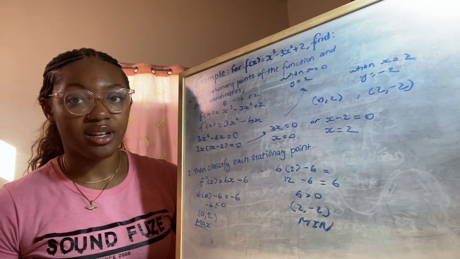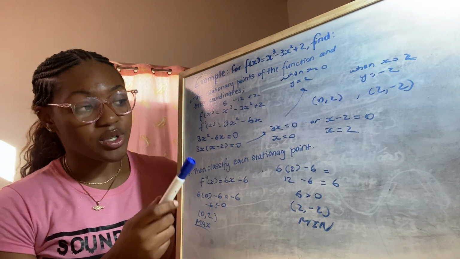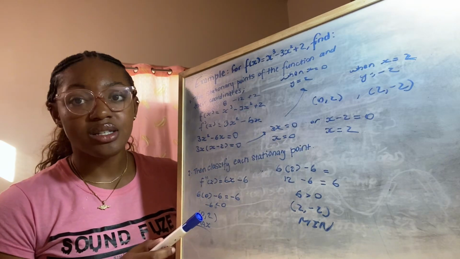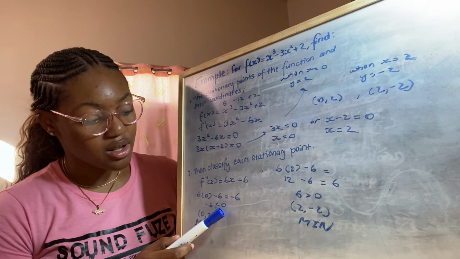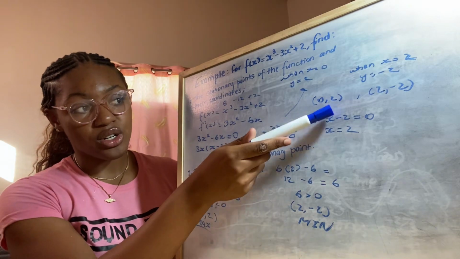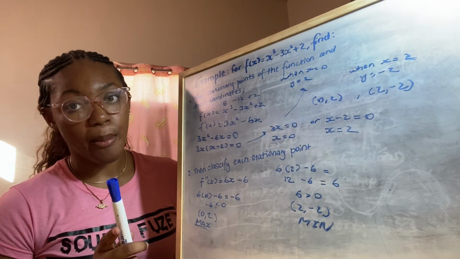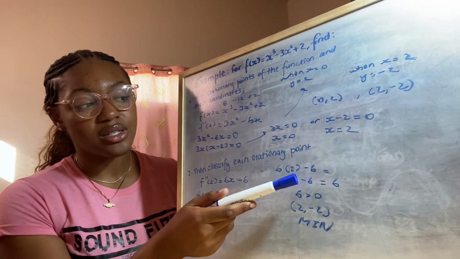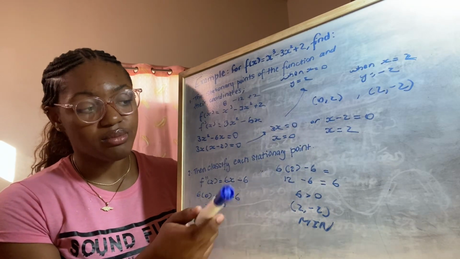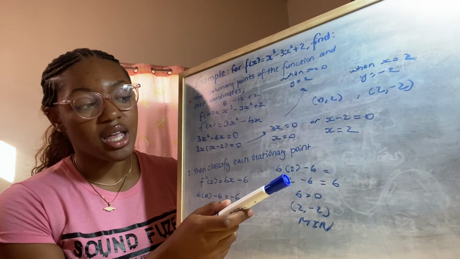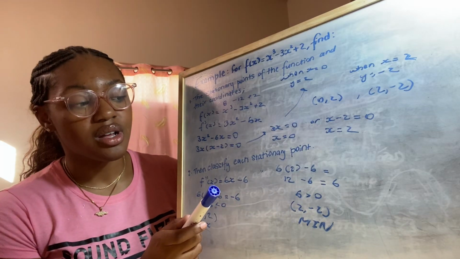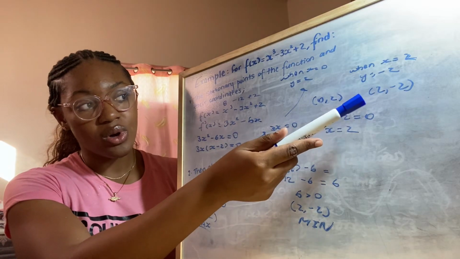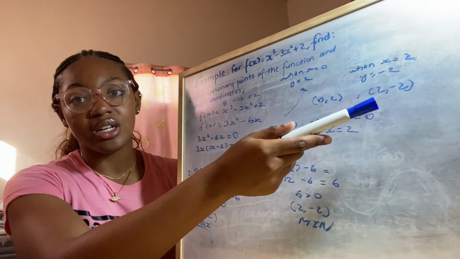So that's the classification. So right here, we substituted x equals 0 in this, and we got negative 6. Since negative 6 is less than 0, that would make the coordinate (0, 2) a maximum point. And then right here, we did the same thing. We just substitute the 2 into the second derivative function, basically. And when we did that, we got 6. 6 is greater than 0. Since 6 is greater than 0, that would mean that the coordinate (2, negative 2) is a minimum point.